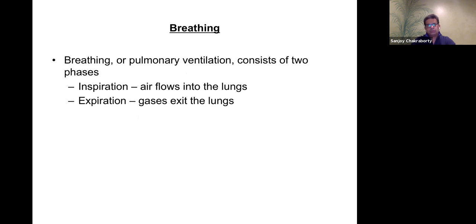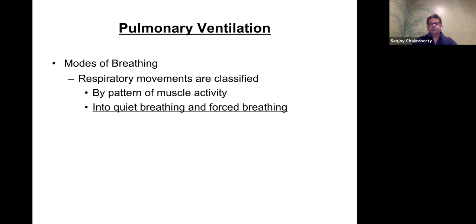Breathing, as I just described, is inhalation and exhalation. When you take the air into the lung, that's called inhalation or inspiration. When you take air out from the lung to the environment, that's called expiration. Now, exactly what is the mechanism of it? We're coming to that point a little bit later. So let's talk about how we do it.